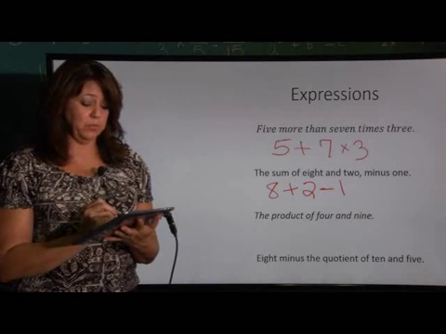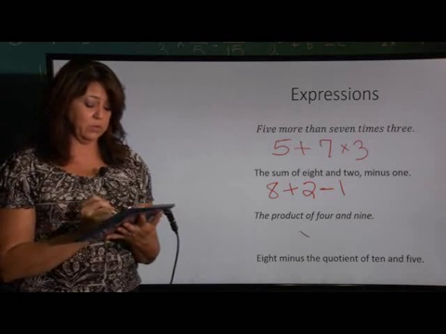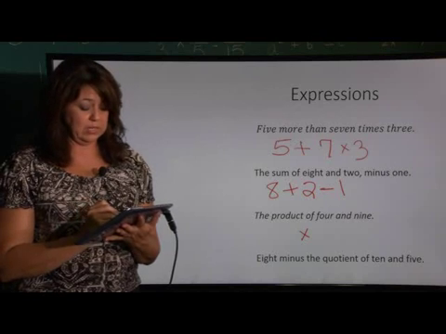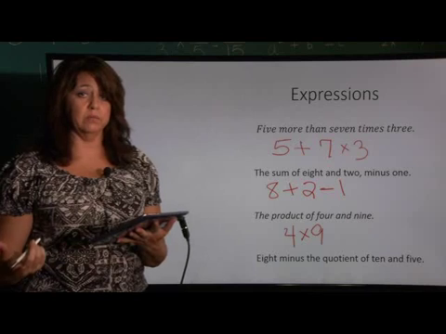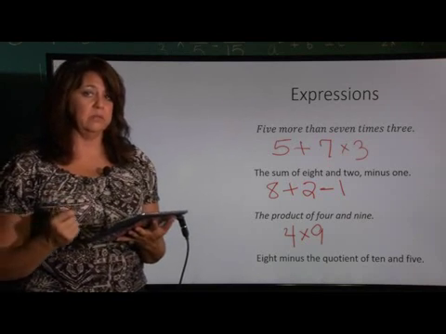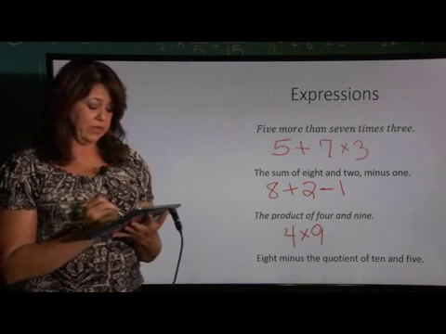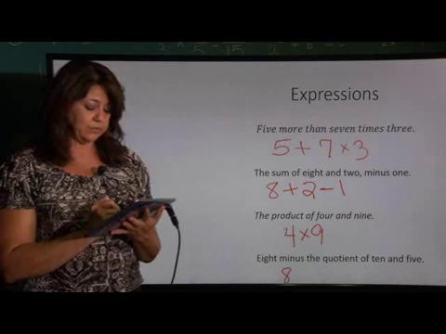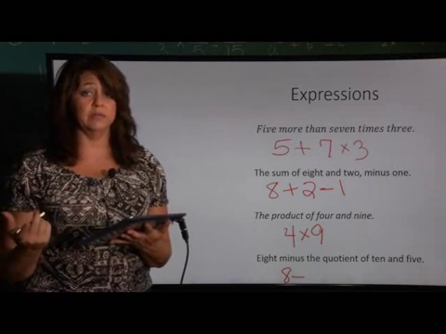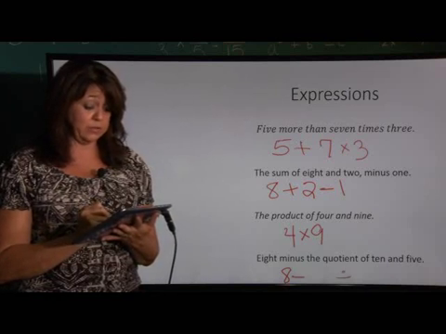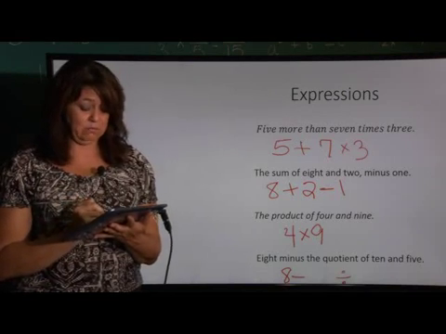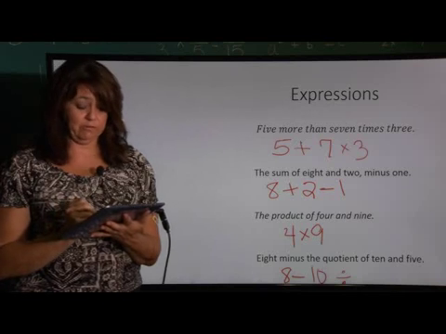This next one, the product, that means you're going to multiply, of 4 and 9 is pretty straightforward. The last one seems to be more complex. 8 minus the quotient of. That simply means divide. So it's not as complex as we thought. 10 and 5.